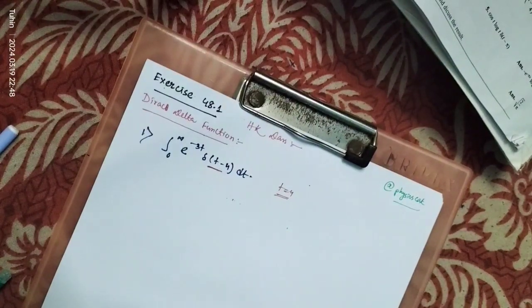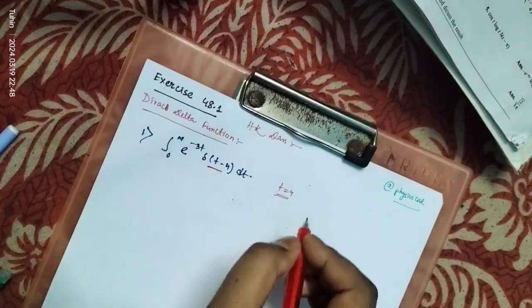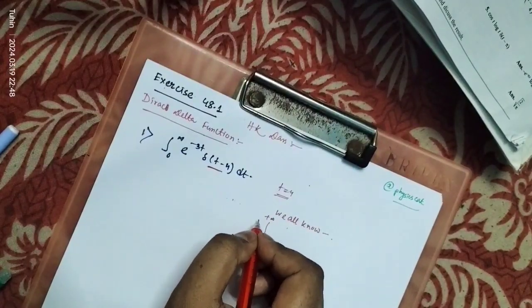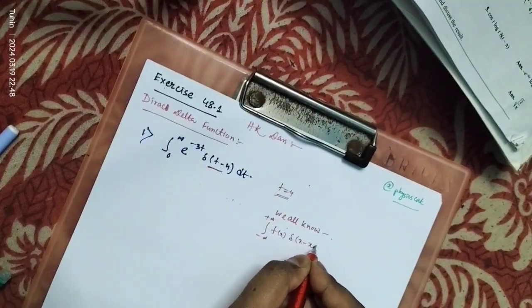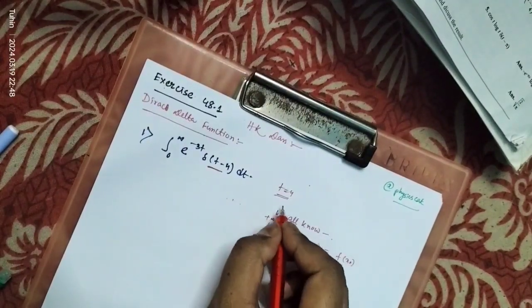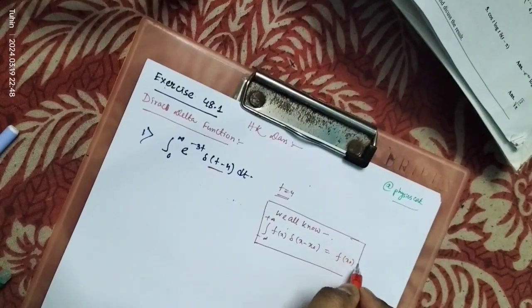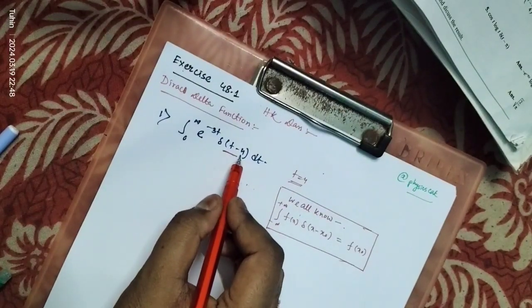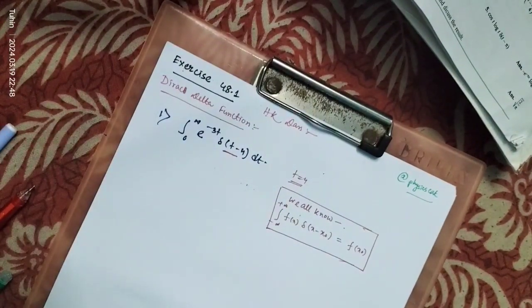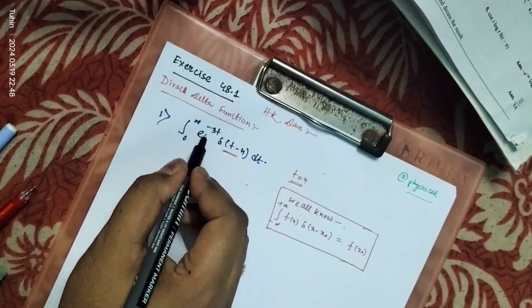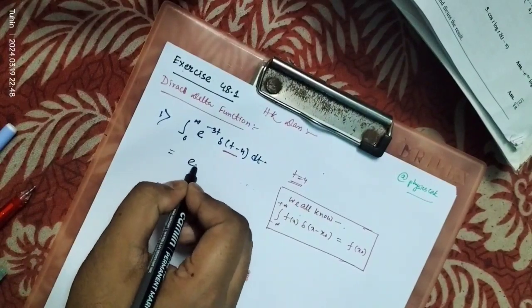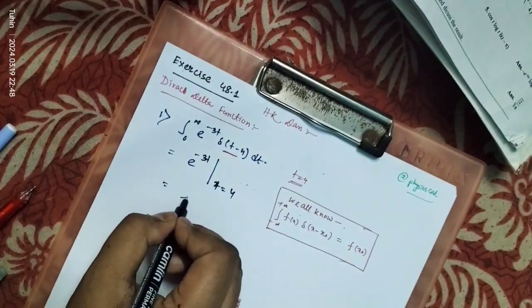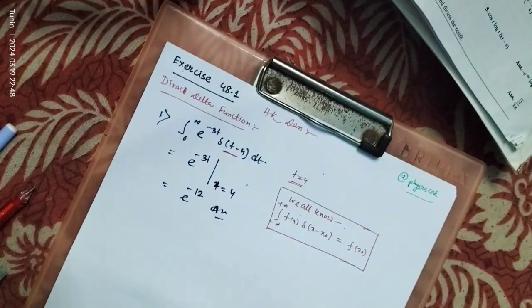So I can use a property of the delta function, which we all know: the integral from minus infinity to plus infinity of f of x delta of x minus x0 equals f of x0. Here I will use this. Here x equal to t and x0 equal to 4. Now substitute this. Quite simple. This is f of x, so substitute the value of x0. So e to the power minus 3t at t equal to 4. Now the answer is e to the power minus 12.